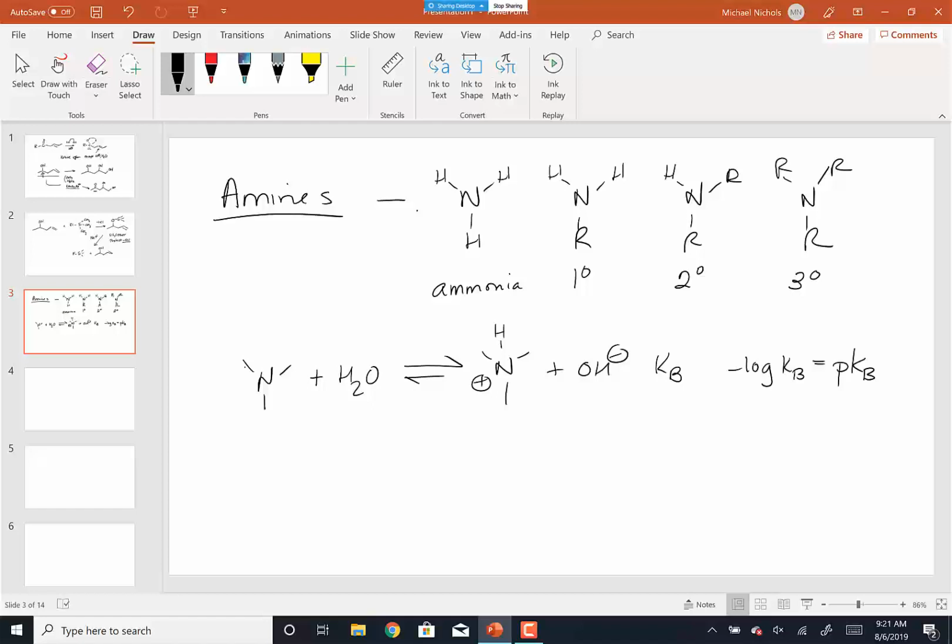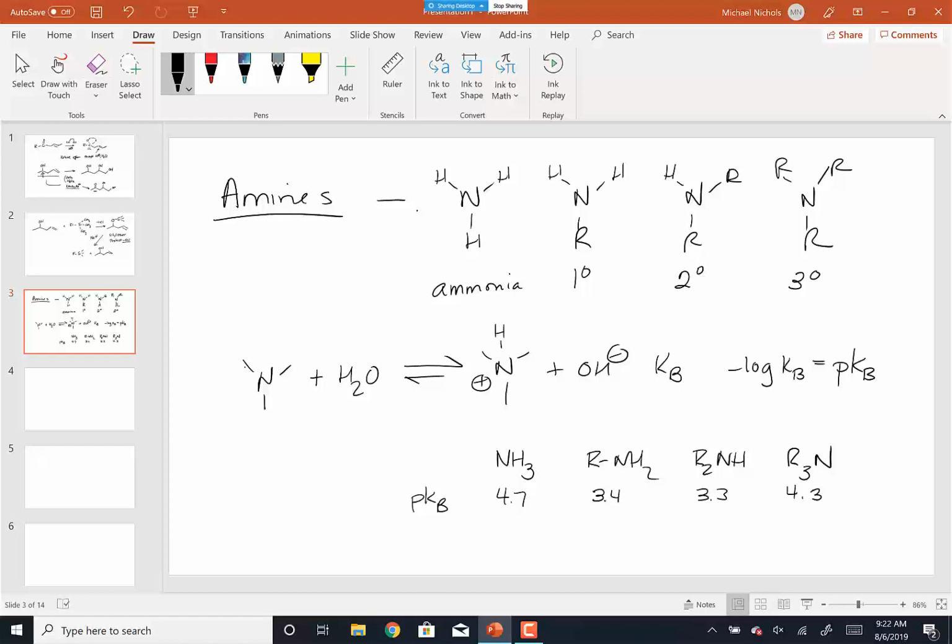So let me give you the list. Here's ammonia. Here's a primary amine. Here's a secondary amine. And here's a tertiary amine. And here's their pKb's. This is the listing of their pKb's. So ammonia is 4.7, 3.4, 3.3, and 4.3.